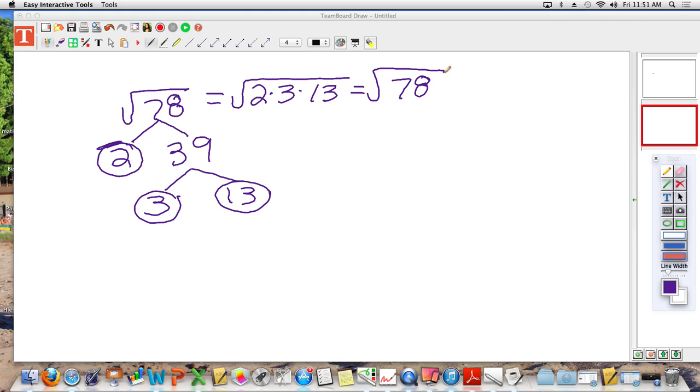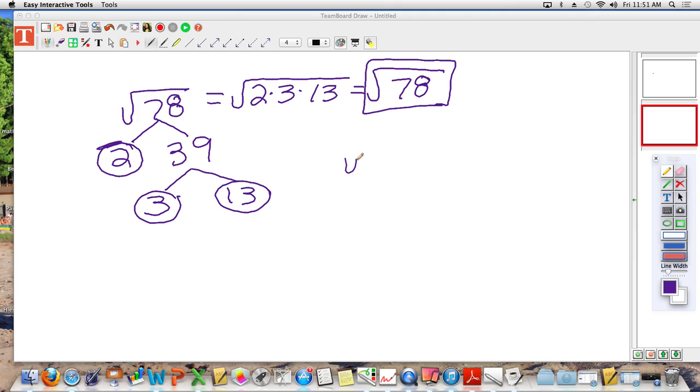The reason I did this with you is because sometimes you have a number that is already in simplest radical form. You might not know it's in simplest radical form, but if you end up with no pairs of numbers, that means it's already in simplest radical form. Okay? Something else I want to mention is this. What if you get a situation like this?